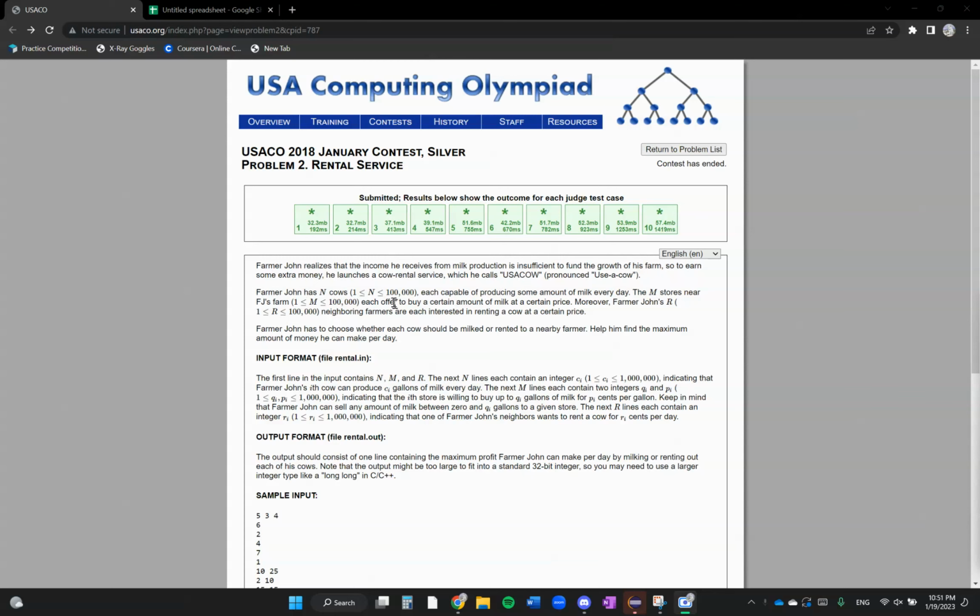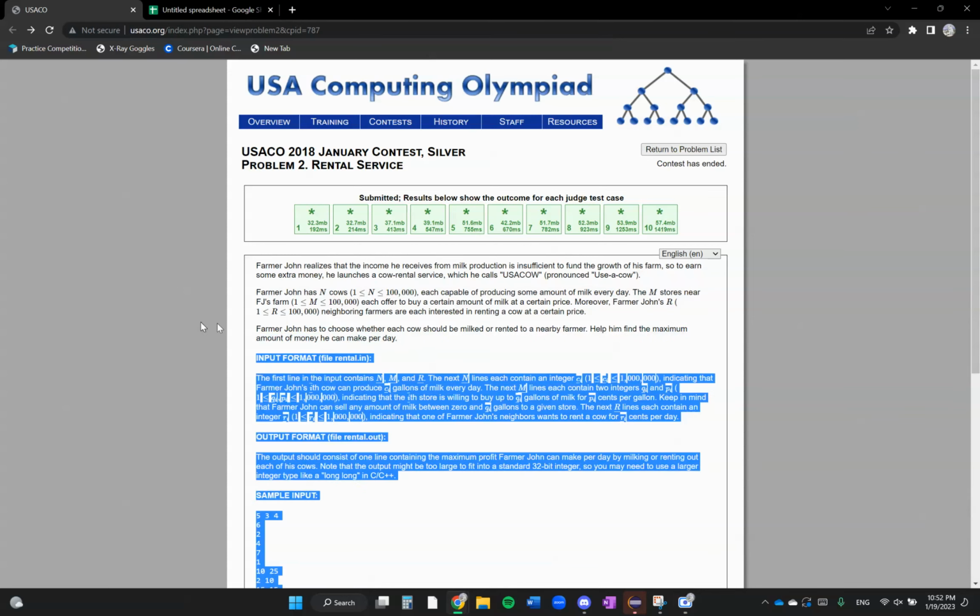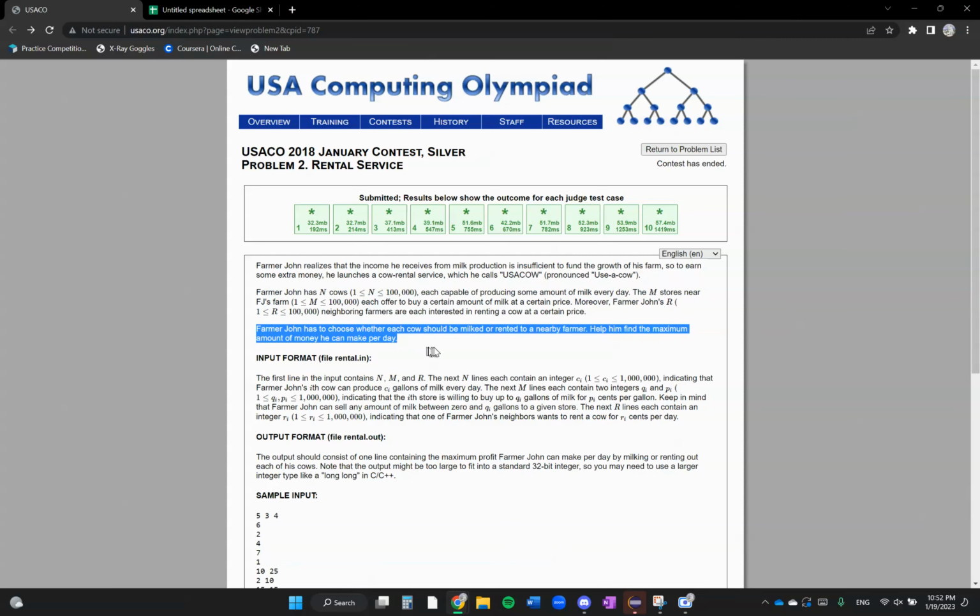So, he has N cows, up to 100,000, each capable of producing some amount of milk every day, and the M stores near Farmer John's farm, up to 100,000, each offer to buy a certain amount of milk at a certain price. Moreover, Farmer John's R neighboring farms, also up to 100,000, are each interested in renting a cow at a certain price. So Farmer John has to choose whether each cow should be milked or rented to a nearby farmer. Help him find the maximum amount of money he can make per day.